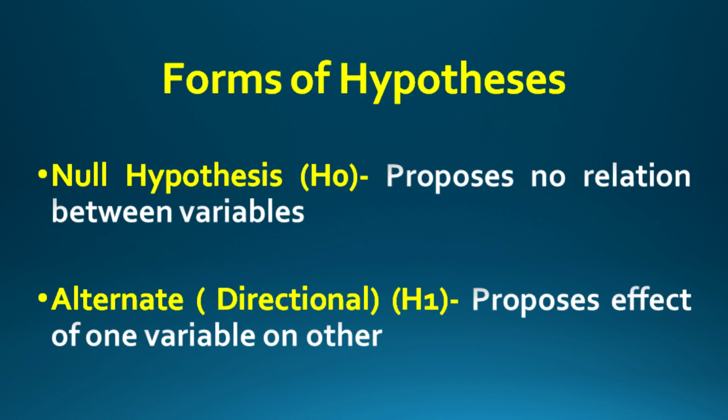Now if you talk about the forms of hypothesis, as you see on the slide, there are two types. One is the null hypothesis and the other is the alternate hypothesis.